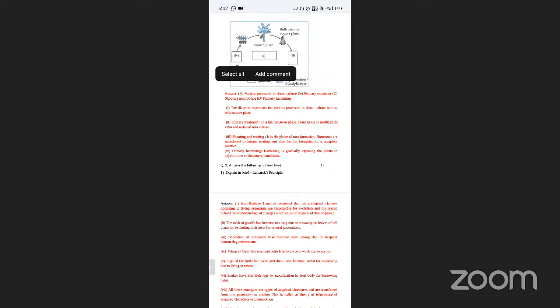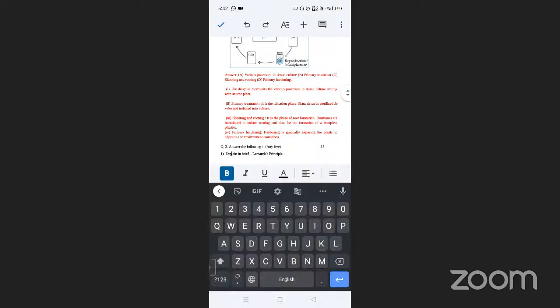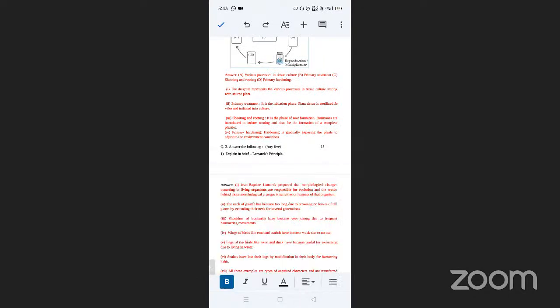Then the fourth one, that is primary hardening. Hardening is gradually exposing the plants to adjust to the environmental conditions. What is primary hardening? It is gradually exposing the plant to adjust with the environmental conditions. So these are the 4 stages of tissue culture which are shown here in the diagram.